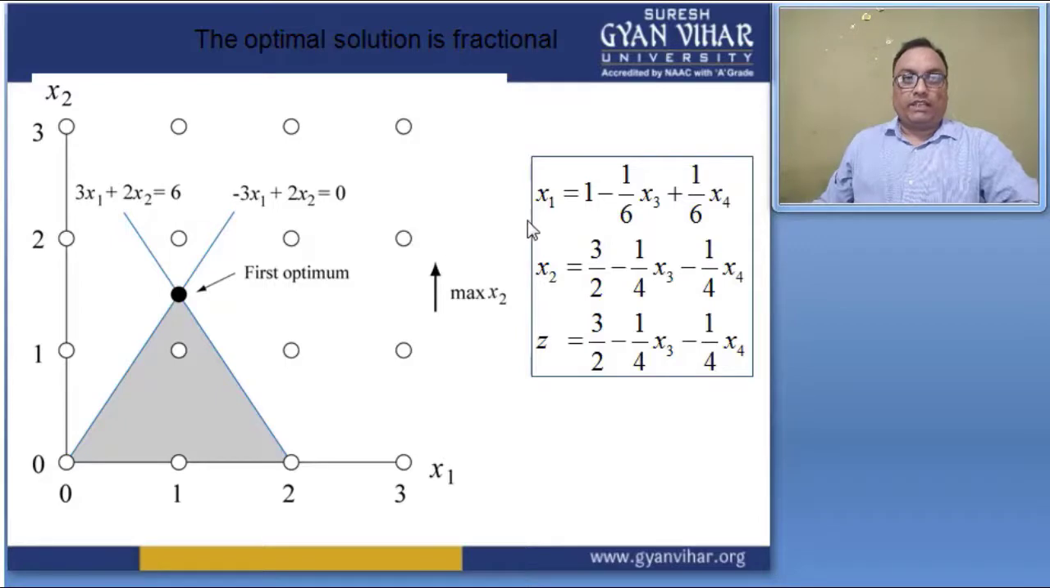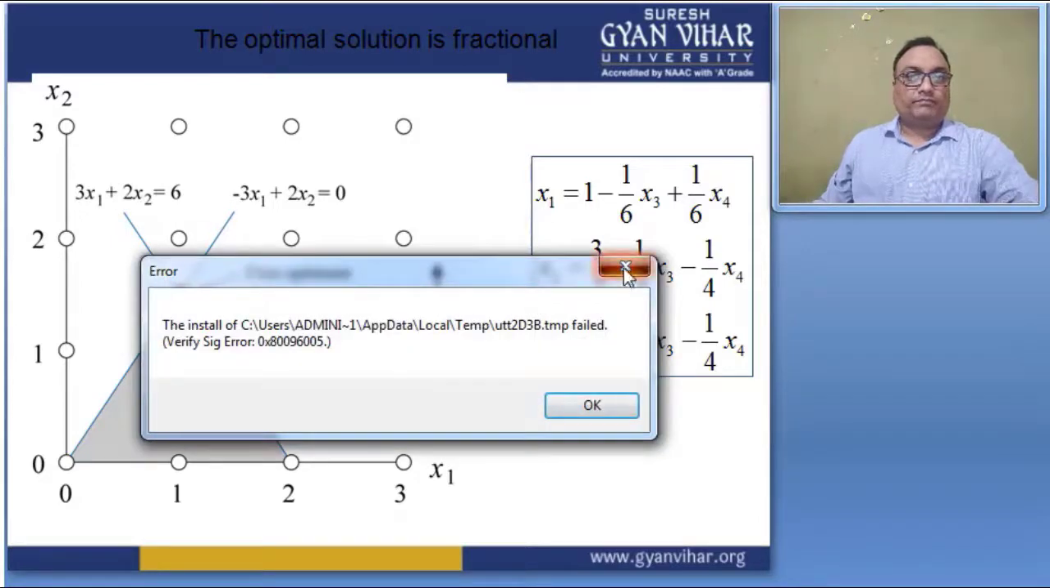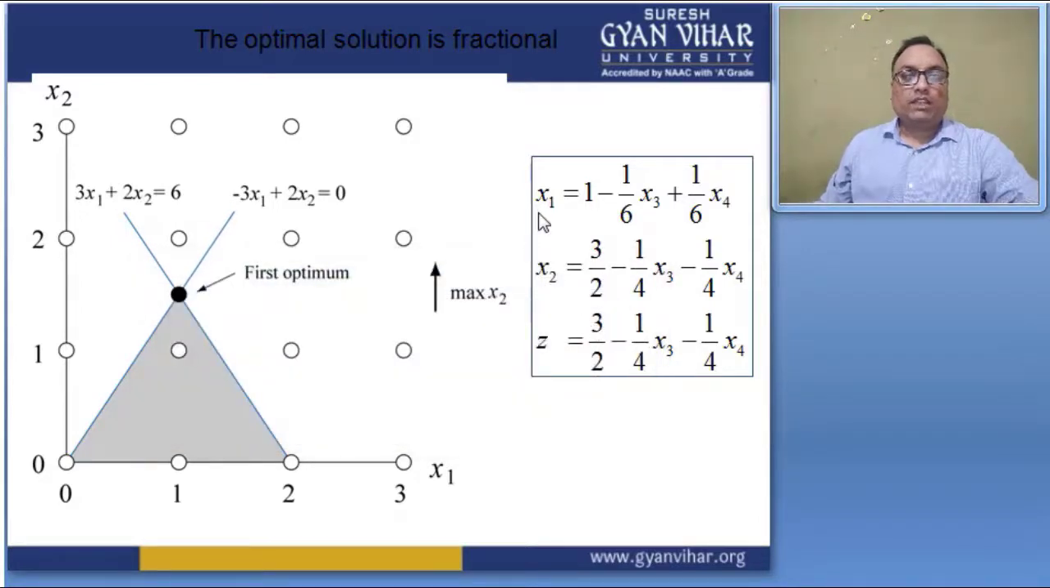For the x1 value, this depends on the function of x3 and x4, and the x2 value also depends on x3 and x4. So first, to find the x3 and x4 values, z is equal to 3/2 minus 1/4 x3 minus 1/4 x4. We move to the next slide for this problem.